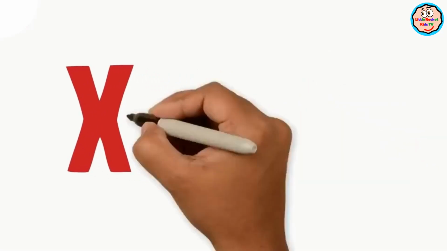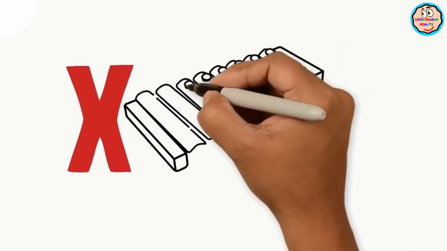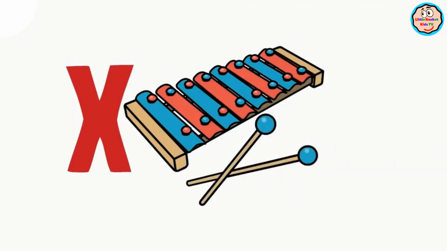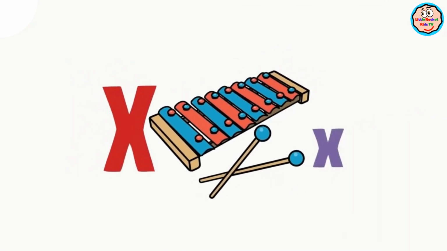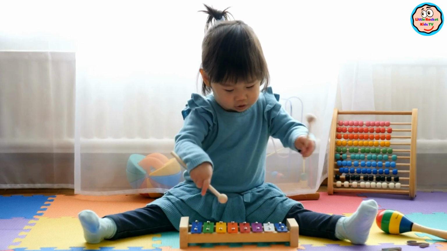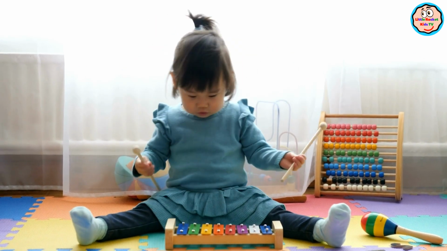X. X is for xylophone. X for xylophone. Children, say with me, xylophone.